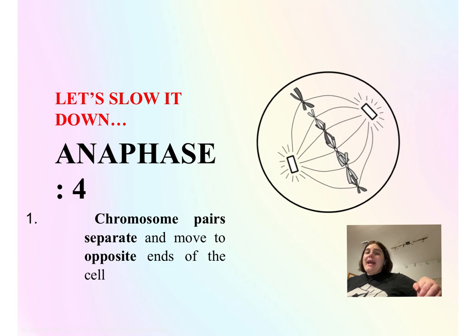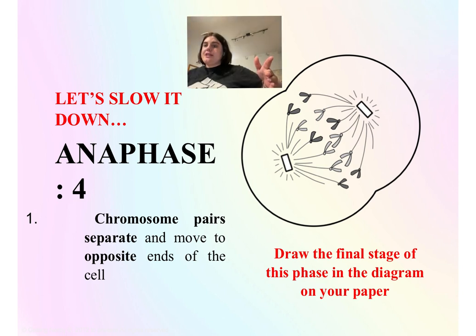Anaphase is stage number 4. Those chromosome pairs separate and move to the cell ends. They're pulled apart. The 2 sister chromatids are separated, and they move to opposite ends of the cell. Make sure you draw this on your diagram under number 4.